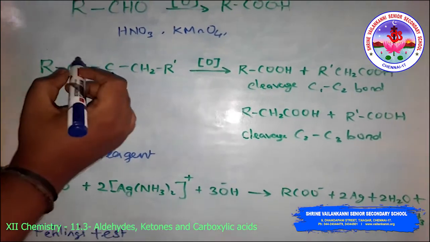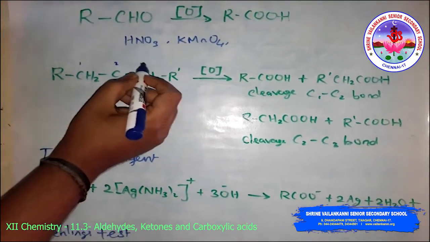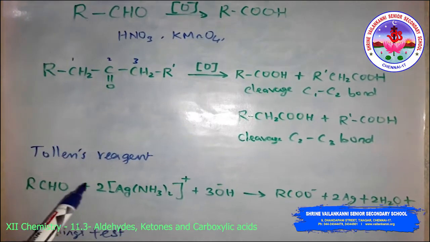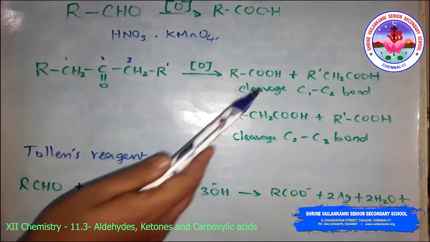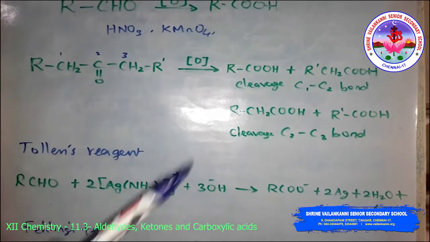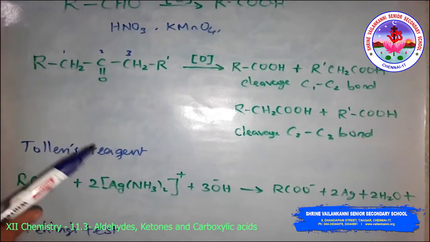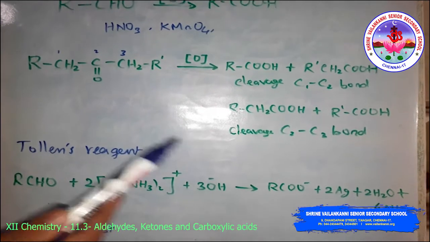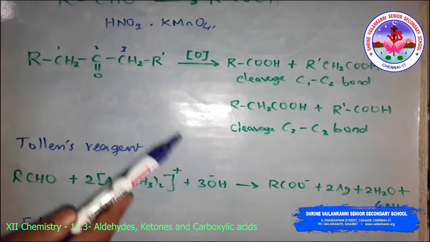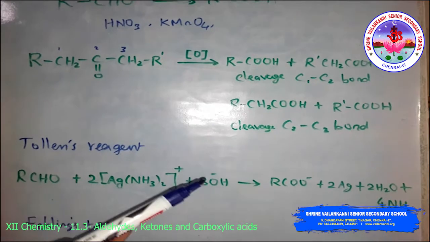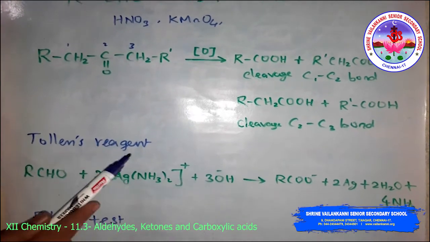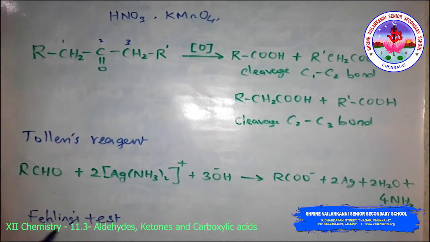So the cleavage like this, 1, 2, 3, depends on which bond cleaves, so that you will get different types of carboxylic acid. Mild oxidizing agents are used to distinguish aldehydes from ketones. The first one is Tollens' reagent. Another one is the Fehling test.